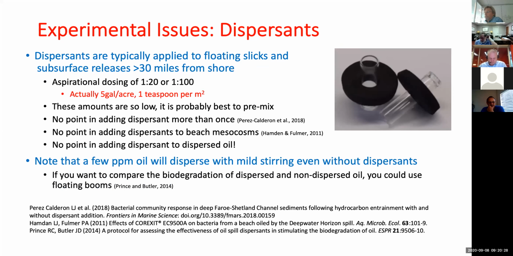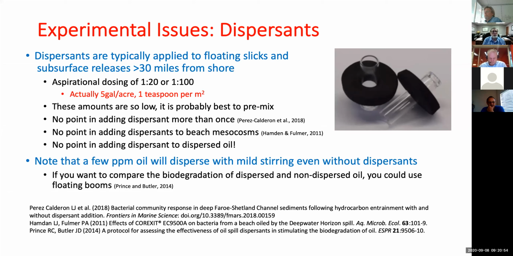Dispersants. The first thing to say is that dispersants are actually used at an incredibly dilute level, right? I mean, they always talk about 1 to 20, which is just aspirational, wishful thinking, because the oil is never a homogeneous layer. But it is 5 gallons per acre, that number we have. And that's a teaspoon per square meter, right? It's nowhere near a coat of paint. It's way more dilute than that.